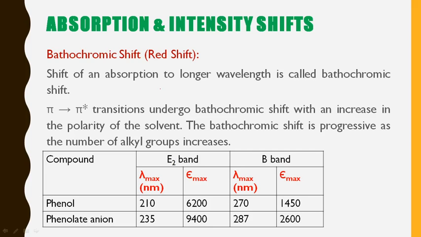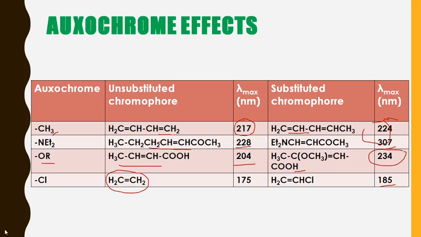Yes, now we will consider absorption and intensity shifts. First I am concentrating on absorption shift, that is nothing but an increase or decrease in the wavelength. A shift of absorption to longer wavelength is called a bathochromic shift. In the earlier slide we find that a shift of absorption takes place towards the longer region. So 217 to 224, a longer region shift takes place. That means this change can be considered as a bathochromic shift.